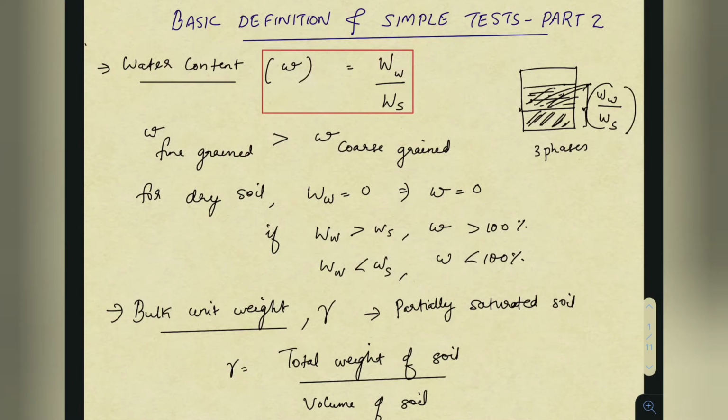We represent water content in percentage, but in equations we put it in decimal format. For dry soil, the value will be zero. If weight of water is greater than weight of solid, it will be greater than 100 percentage. And if it is less than weight of solid, then it will be less than 100 percentage. So that is regarding water content. It's a very important term in soil mechanics.